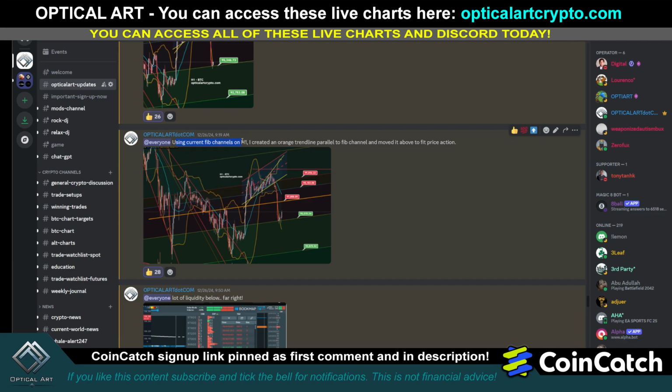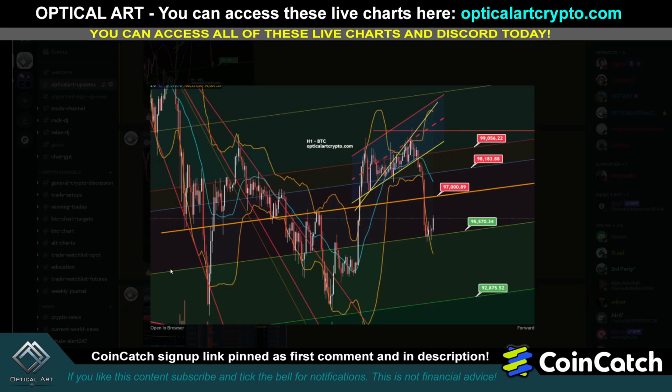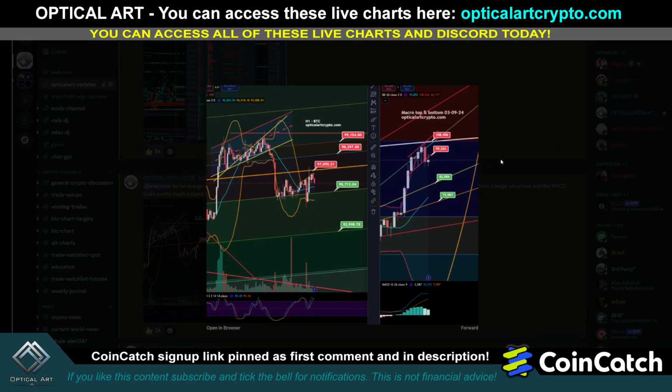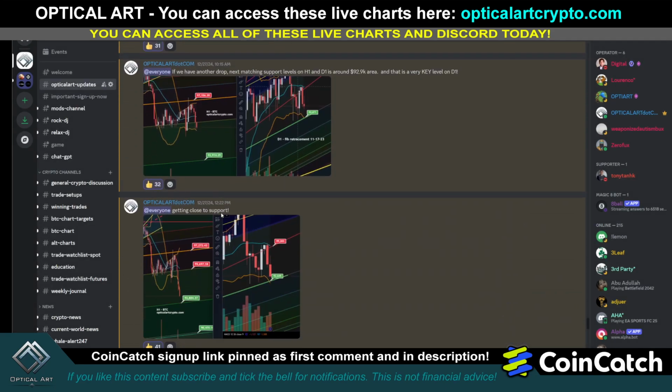Using the current fib channel in H1, I created an orange trend line, a parallel channel to the fib channel, and moved it up. So basically all I did was draw a trend line. I took the time to map out the direction of price. I drew a line over this point right here and pushed it up to where it matched price action. See, it was support here, resistance here. They gave us your point to short at 97,000. And you can see we hit that point, we got rejected, and we've been coming down ever since.